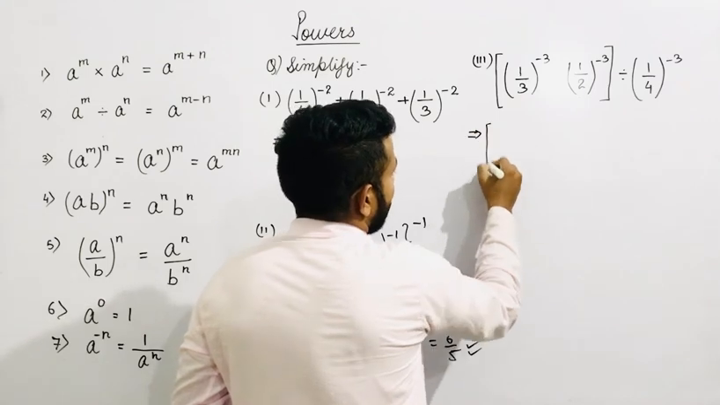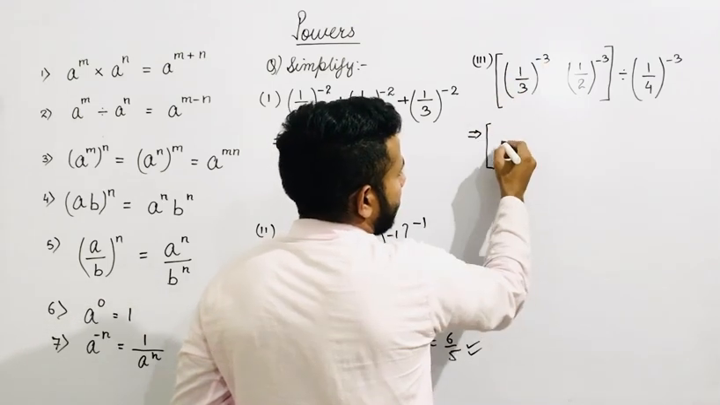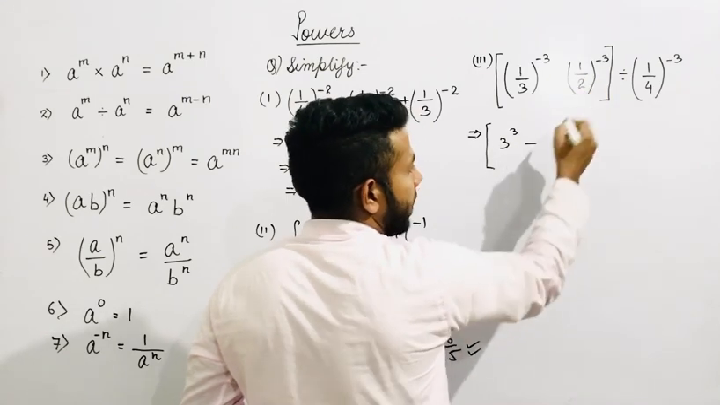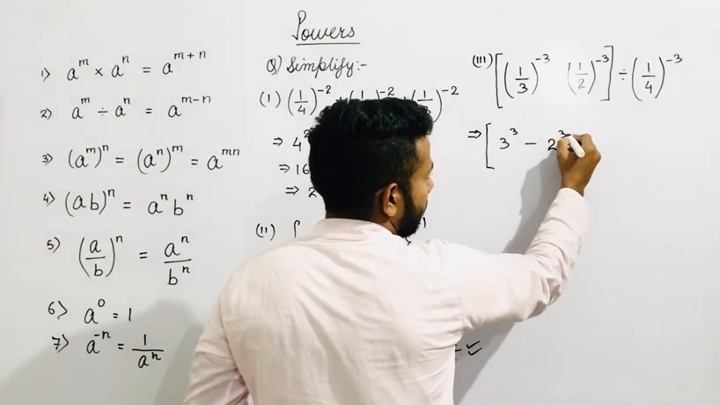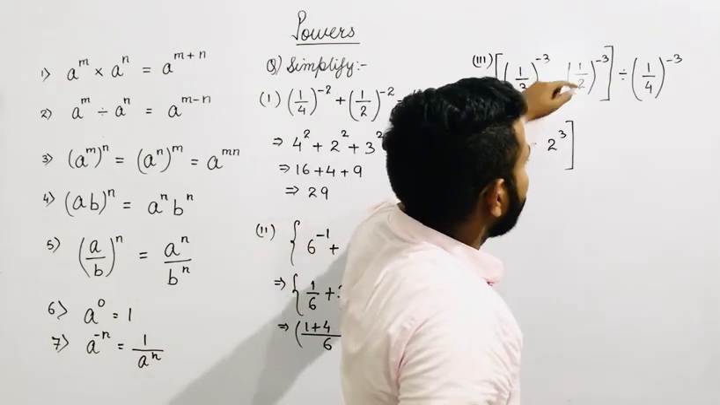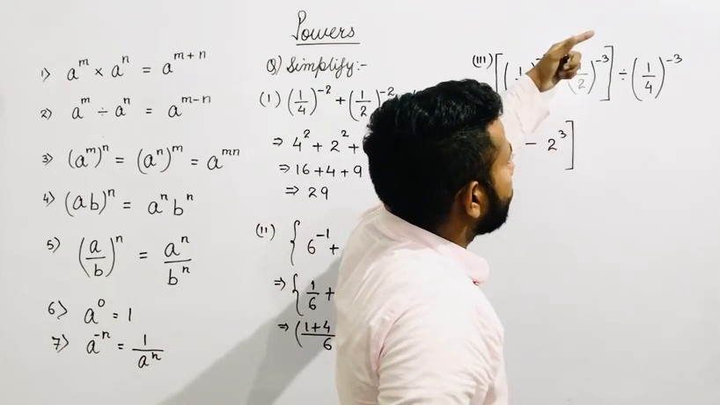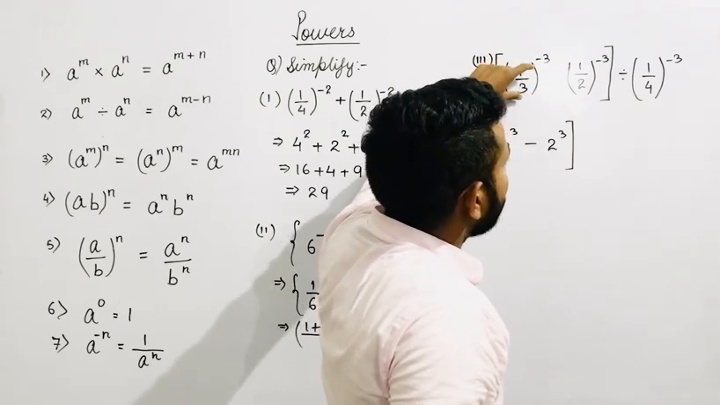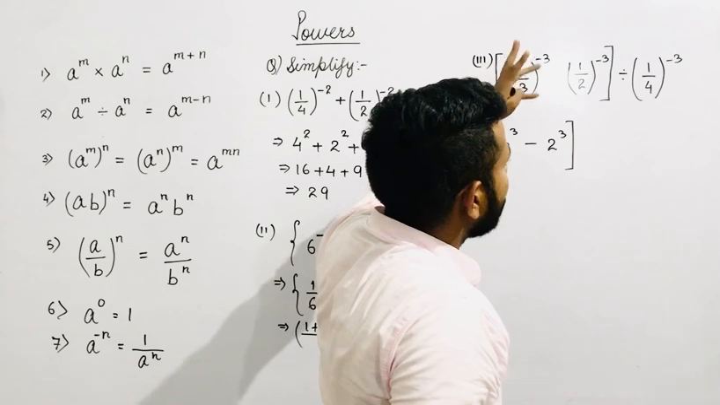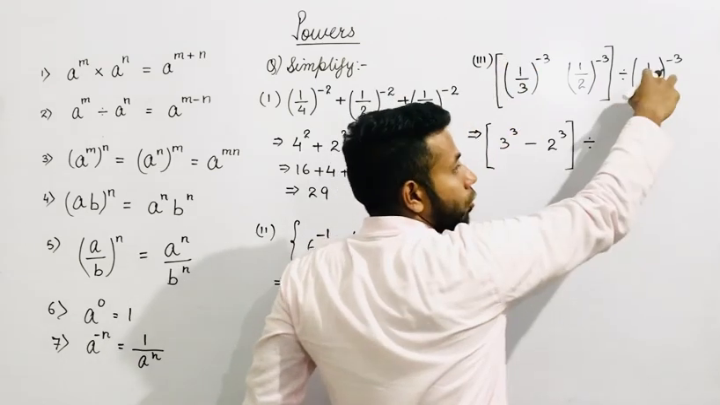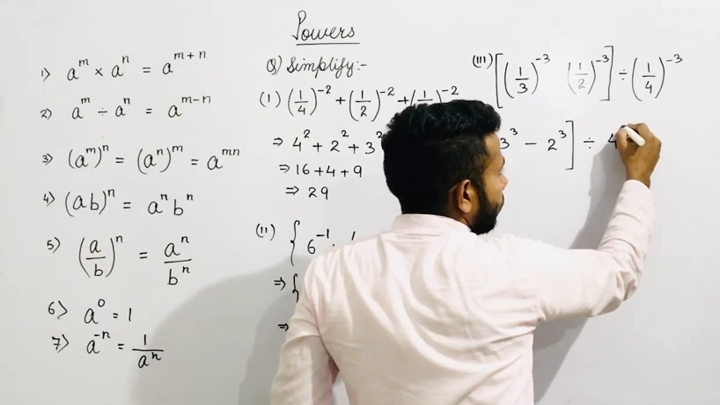What is 1 by 3 to the power minus 3? This is 3 to the power 3. Minus 1 by 2 to the power minus 3: this is 2 to the power 3. Just reciprocate it. 2 by 1 is 2, it becomes 2 to the power 3. 1 by 3 to the power minus 3: just reciprocate it, 3 by 1 is 3, it becomes 3 to the power 3. Divided by 1 by 4 to the power minus 3, it becomes 4 to the power 3.